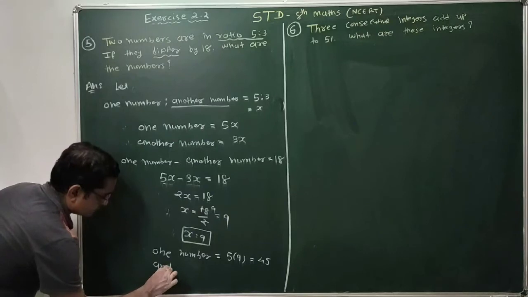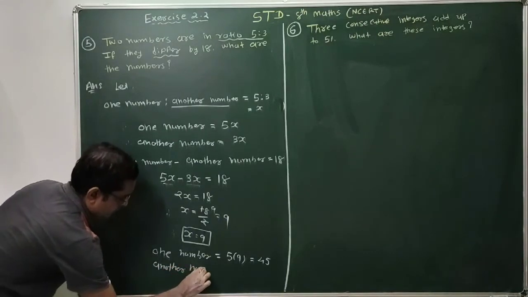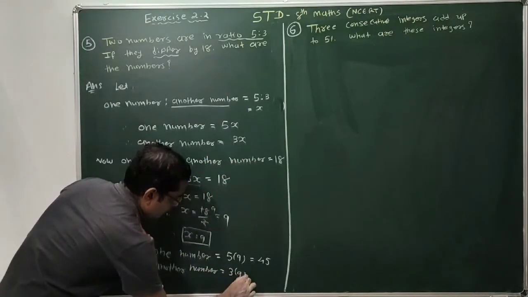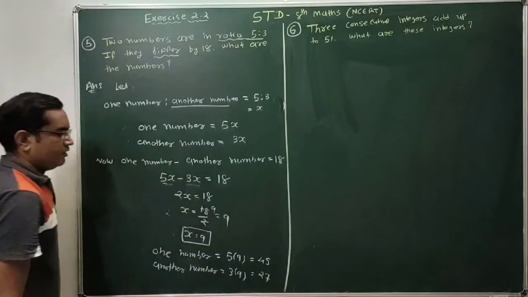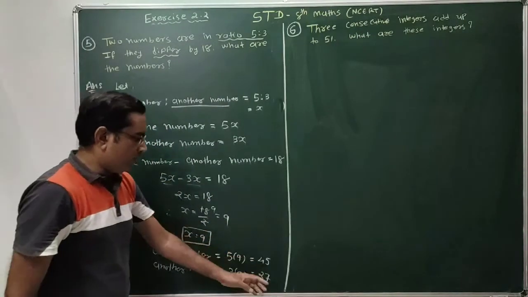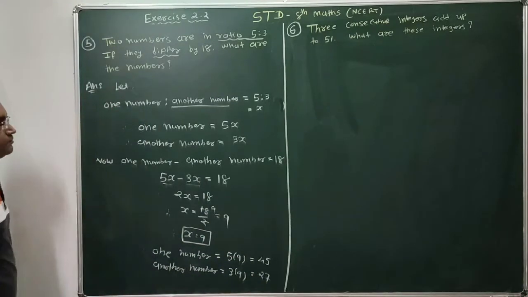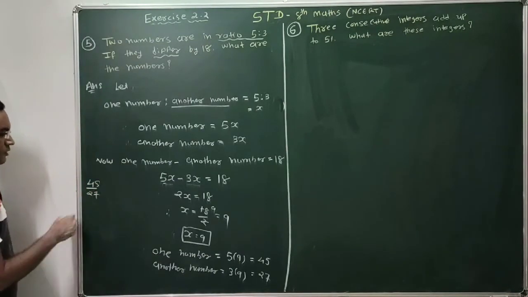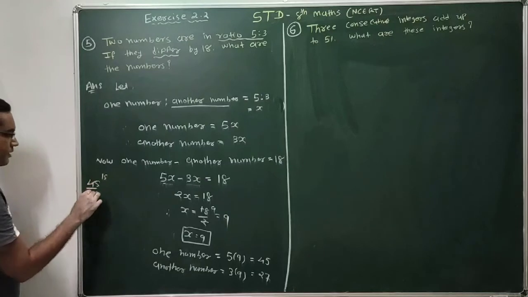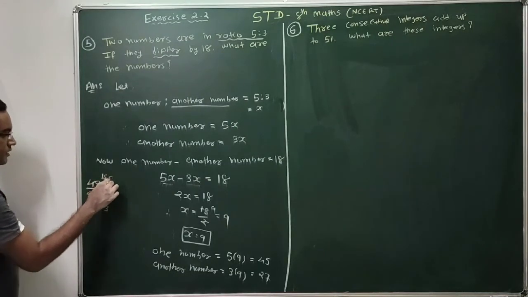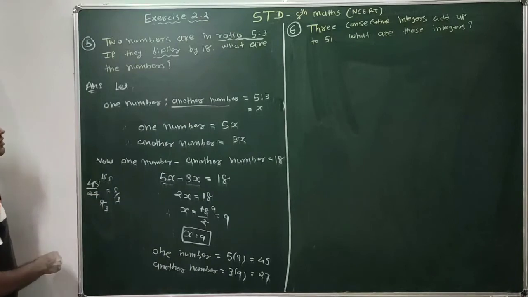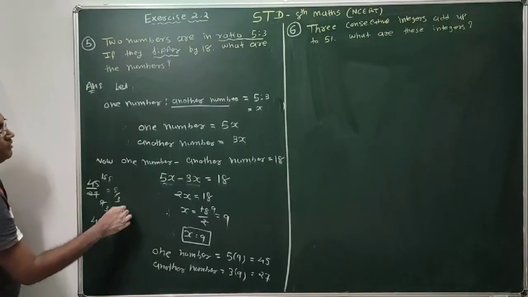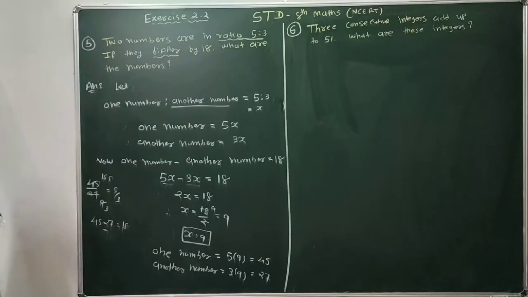And another number, which is 3x. So this is 3 into 9, 27. Done? So our given two numbers are 45 and 27. Now verification. The ratio is 45 by 27. Cutting, 3 15s are 45, 3 9s are 27, so 5 by 3. Difference: 45 minus 27, subtraction is 18. Done? So the answer is correct.